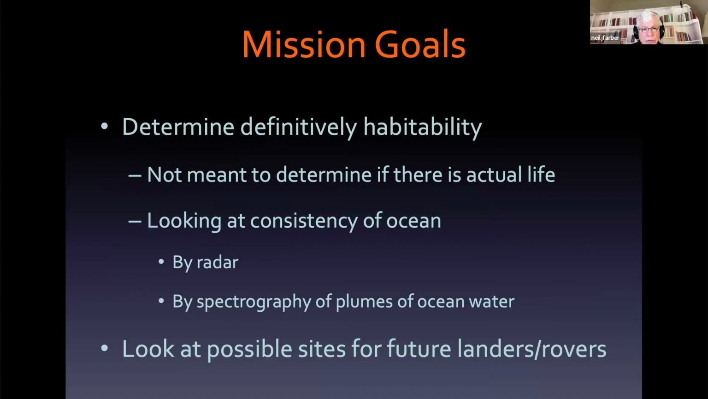As I said, its mission goals are to determine definitively habitability, not meant to determine if there's actual life. Wink, wink. A lot of the scientists don't believe that. They believe it is to look for life as well. But at least to determine habitability, determine is there organic material present, look at the consistency of the ocean, and look at possible sites for future landers, rovers, and the snake that's being developed at JPL to go down through the cracks and actually look for life. Next slide.